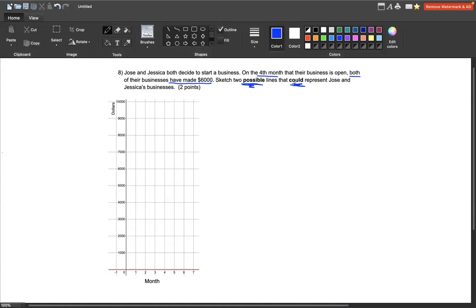I also said that could represent Jose and Jessica's business. We only know one thing about both of their businesses, and that is that on the 4th month, they both had $6,000. We don't know anything else about their businesses. We can presume that they might both be making money, but maybe one of them was losing money.